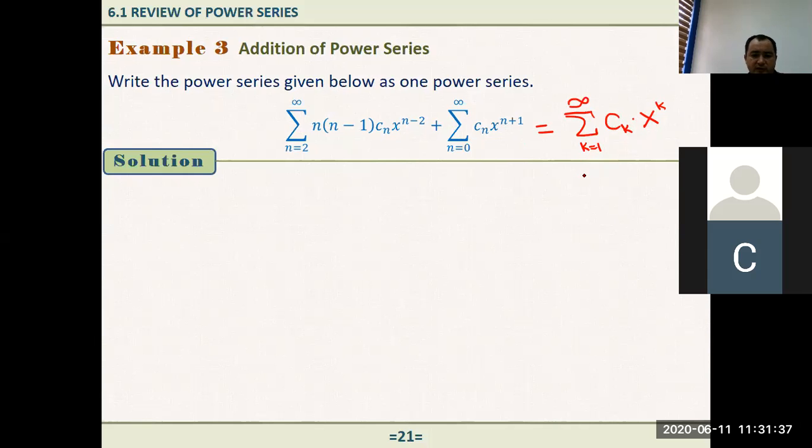To do this one, what is the first step? How can I write this? I mean, how can I make this start with 1? Because it is starting with 2, right? The first one, for example, I can just write as sigma n equals 2 to positive infinity, n minus 1, c sub n, x to the power n minus 2, right?